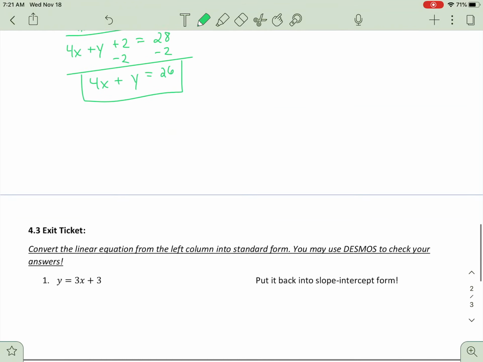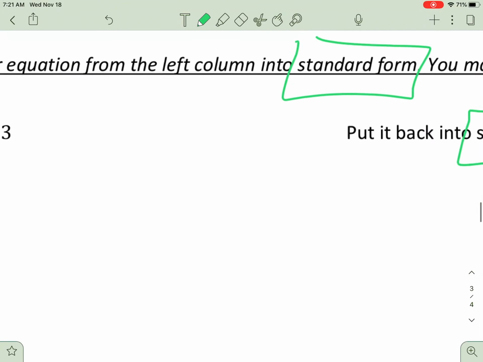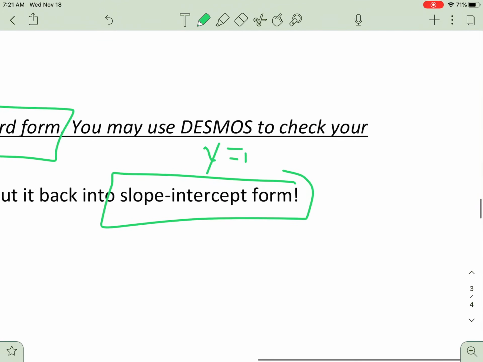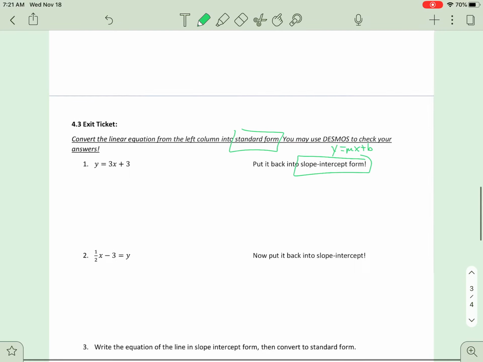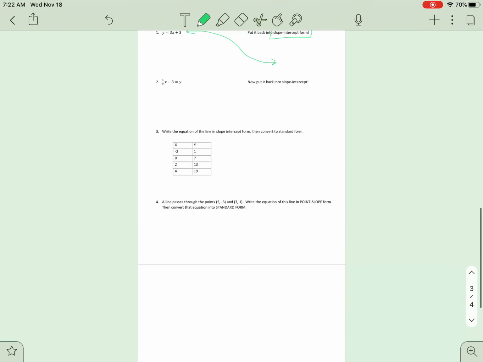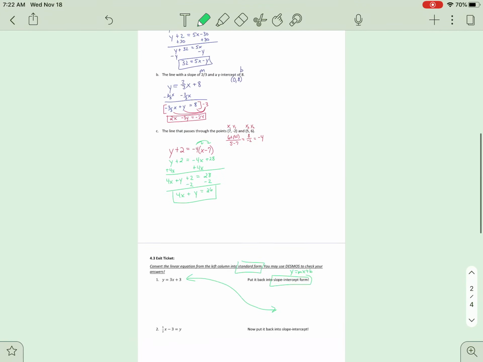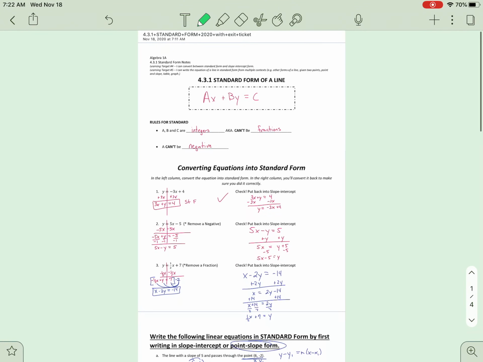Okay, all right, so you do have an exit ticket here. Now pay attention very closely. It says convert the linear equation from the left column into standard form, and then you may use Desmos to check your answers, and then you want to put it back into slope-intercept. So remember that slope-intercept is y equals mx plus b. All right, so once you convert it, then you want your answer down here and your original to look the same. Okay, so try out that exit ticket and convert it into standard form, and then submit it into Canvas, and let me know if you have any questions.